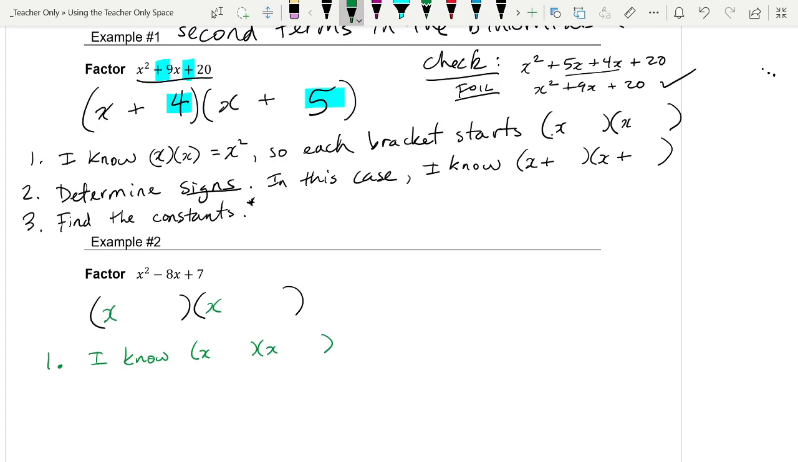Step two, think about this logically. Whatever multiplies to make the 7 has to add to make the negative 8. So if you're multiplying two numbers and you get a positive, they're either both positive or they're both negative. But they add to make a negative. What does that tell you?